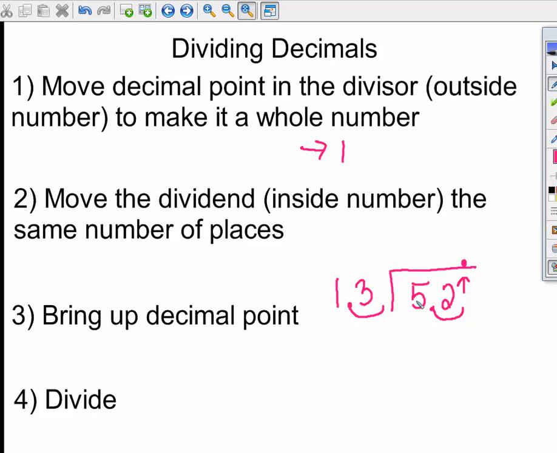So 13 can't go into 5, so I'm going to put a 0 here. But it can go into 52 4 times. 4 times 13 is 52. So I can subtract and get 0. So my answer is 4.0, or 4. Let's take a look at another example.